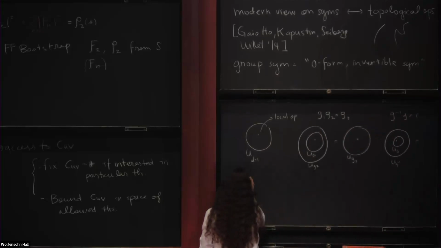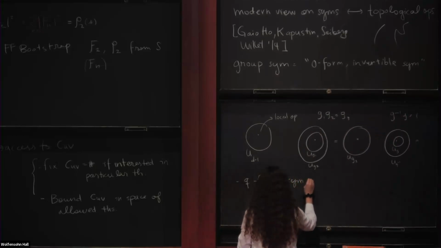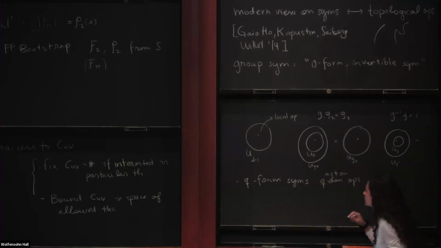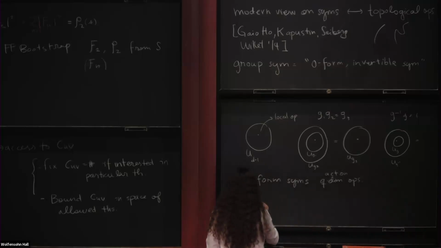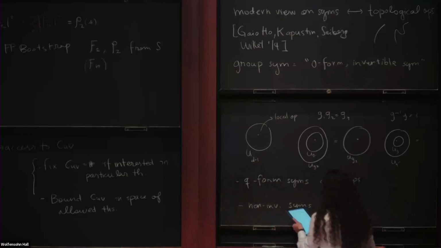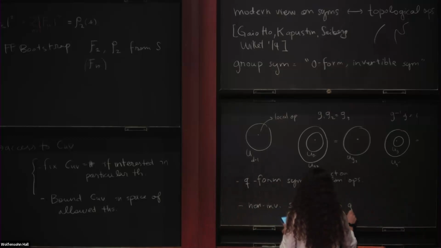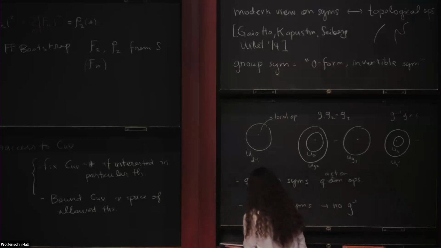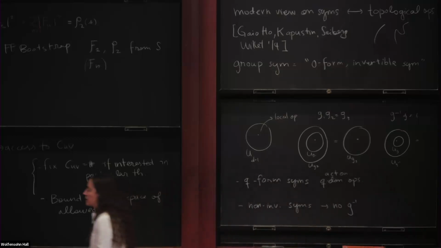You can have Q-form symmetries that act on Q-dimensional operators. And you can also have non-invertible symmetries, for which you don't require to have this inverse. I know this is quite abstract, but just to get some key points.